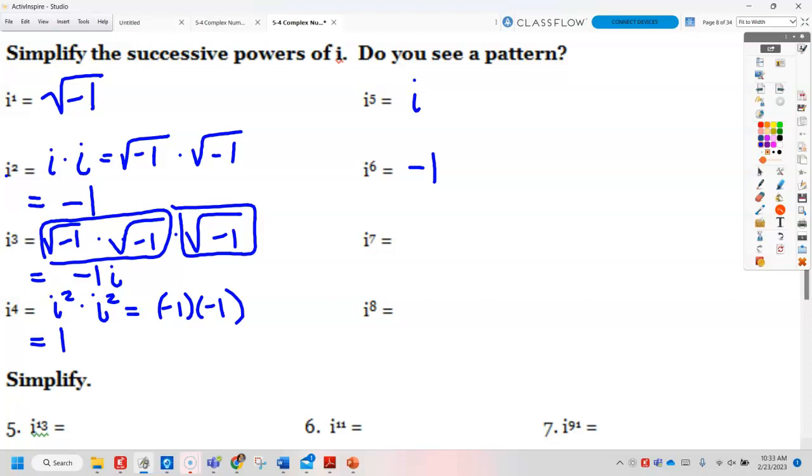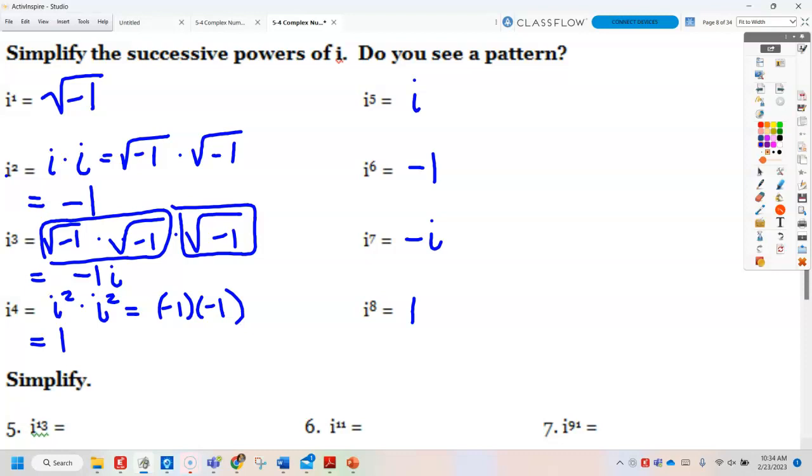7 would be 4 and 3. So I to the 7, take away your 4, means i to the 7 is the same as i cubed. I cubed is negative i. All multiples of 4 are the same as 4, which means they're 1. All i's to a multiple of 4 are always a 1.